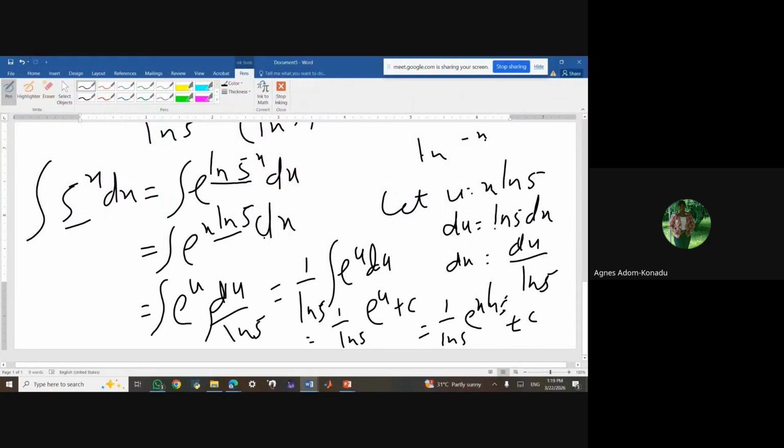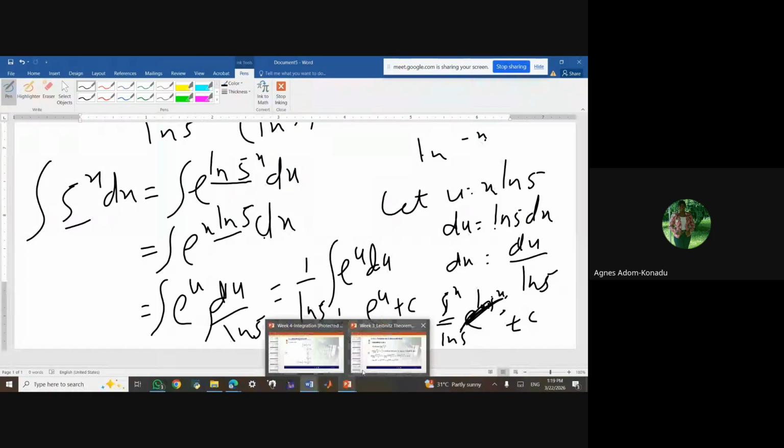Either 5 or 5x. So I can write e to the power x ln 5, or I can write it as e to the power ln 5^x, where this cancels this, then I have 5^x only, over ln 5. So that's how the integral of 5^x dx gives me 5^x over ln 5.